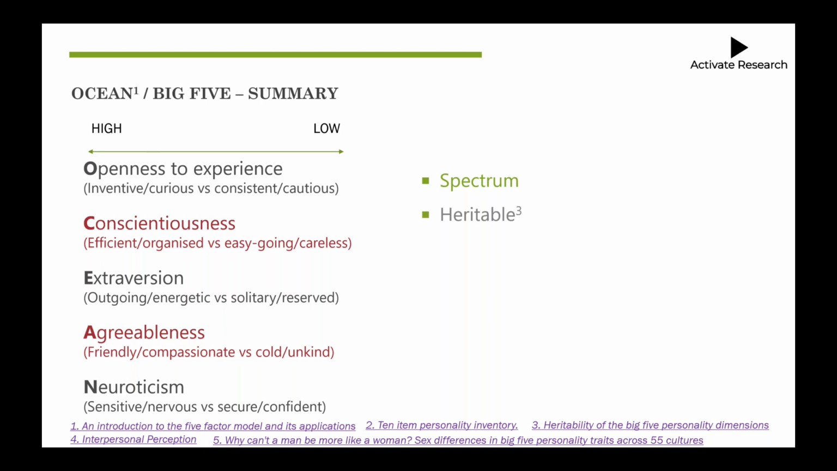The second positive thing about the OCEAN framework is that these key 5 traits have been shown to be heritable. There's a strong genetic basis to each of these key 5 things. They're not just things that data analysis has thrown up to be important.